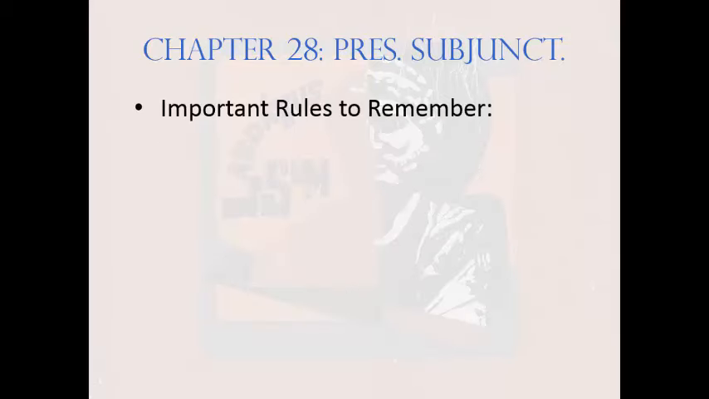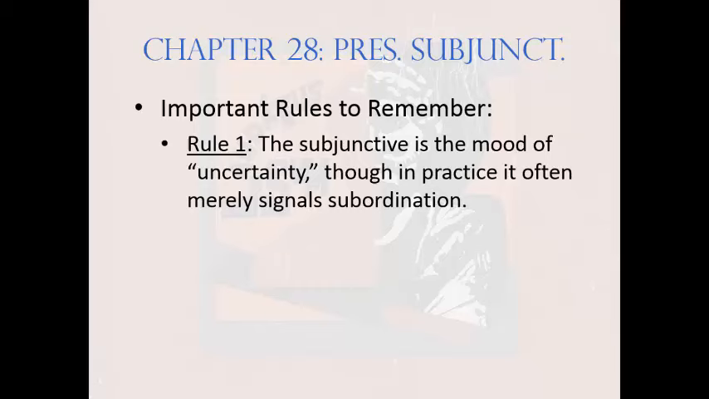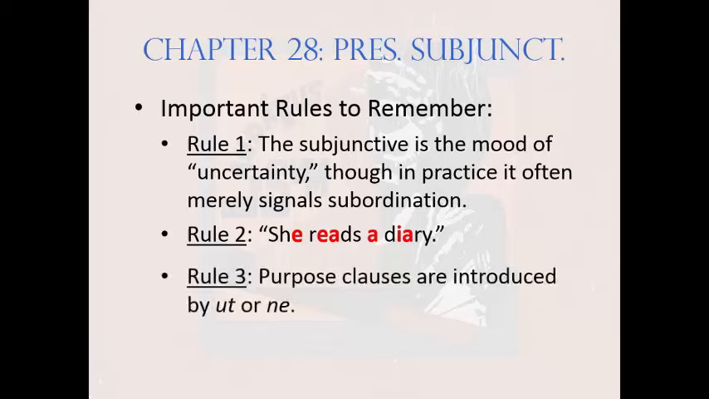There are three important rules to remember in this chapter. Rule 1. The subjunctive is the mood of uncertainty, though in practice it often merely signals subordination. Rule 2. She reads a diary. Rule 3. Purpose clauses are introduced by ut or ne.